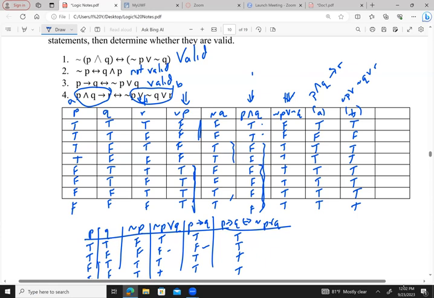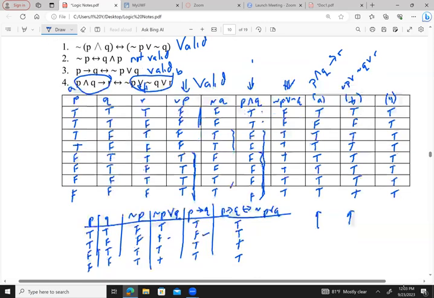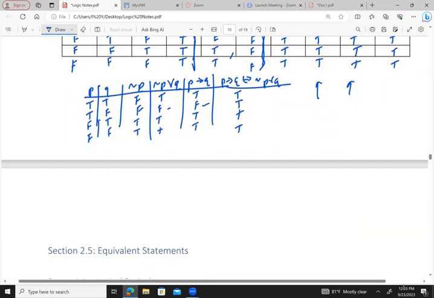And then I'm connecting both of these with a biconditional. This one and this one. Biconditional is only false when it's true false. And as you can see, the only time our second statement is false is when the first statement is false too. So this would be all trues, which means that this is a valid argument. Okay, so that finishes up section 2.4.